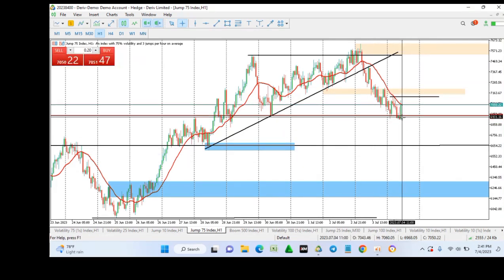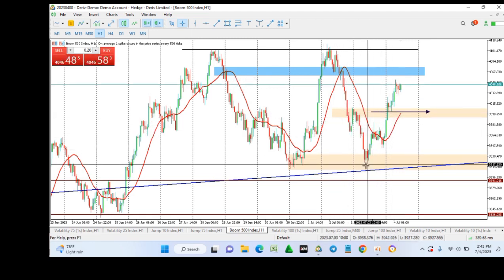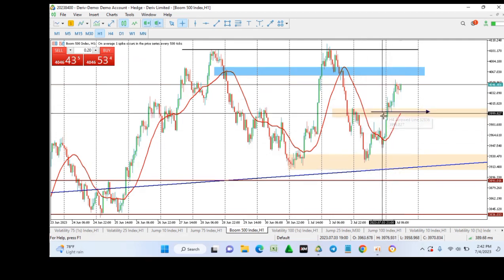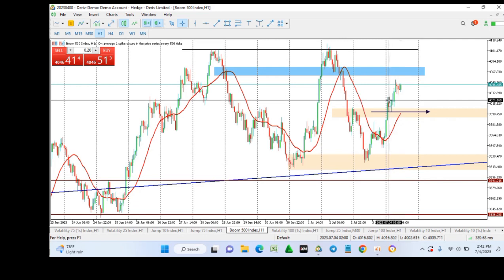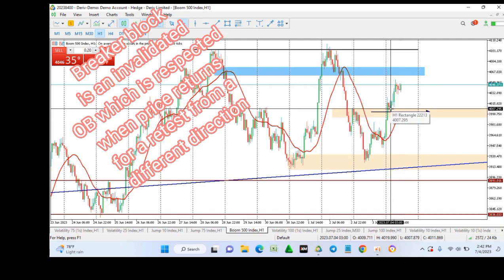Going over to Volatility 500, I have marked my key zones with yellow zones, and I have used a breaker block which is in line or in confluence with the moving average and gave birth to buys. What was supposed to be an order block is violated, and when price is coming back it respects it in a different direction. We call that one a breaker block.